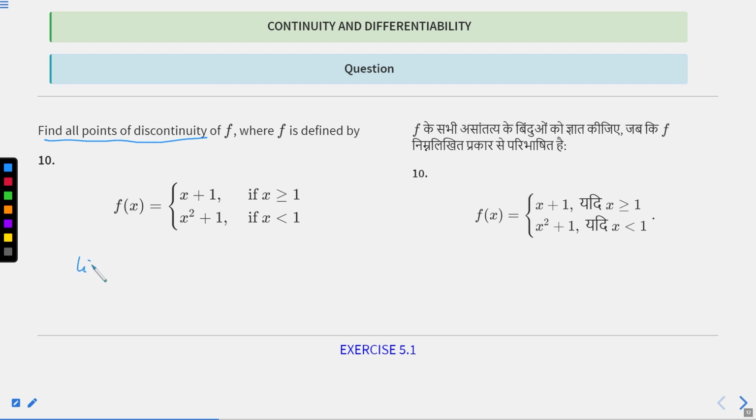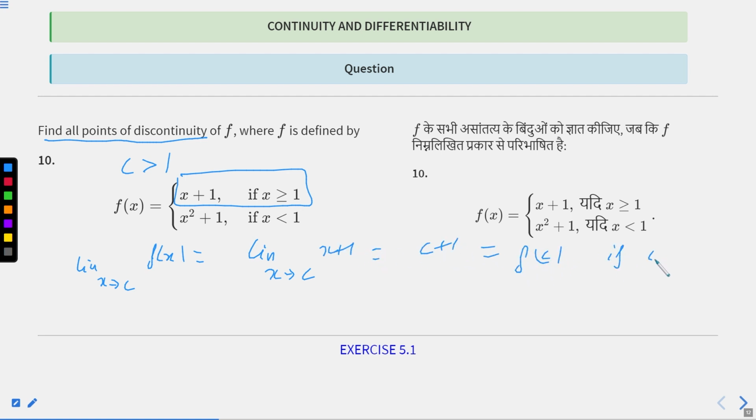Now limit x tends to c. If you choose c greater than 1, then what will happen? If c is greater than 1, then we are talking about this function. So f of x will be what? As x tends to c, x plus 1 will be c plus 1, and this is just f of c if c is greater than 1. So it is continuous here.